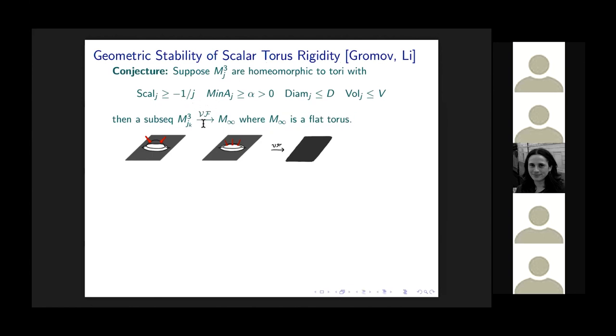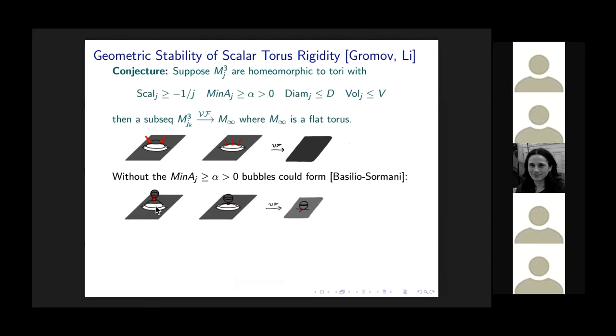Now, why is this volume preserving intrinsic flat for this conjecture? Well, it's certainly not a Gromov-Hausdorff convergence because you can draw examples like this, which do not Gromov-Hausdorff converge to a flat torus. And you could even have bubbles. Okay, so if you don't have the min A condition, you can have bubbles forming, and you can also have those sewing examples as well.